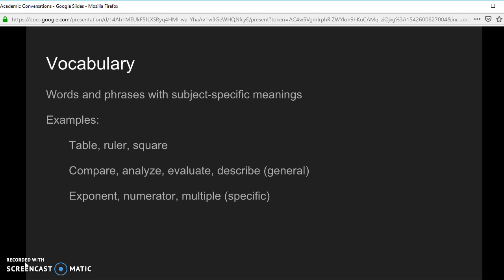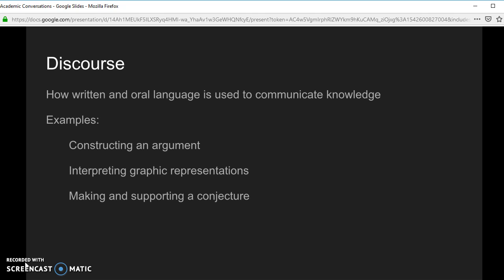Some of the vocabulary that is a little bit more specific to mathematics are things like exponent, numerator, multiple, denominator, depending on the section that's being talked about. The discourse is the ways in which the written and oral language is going to be used to communicate knowledge. So if the students are asked to construct an argument via, explain, this is why I would use this technique, this is why I would go about this method, or interpret graphic representations, whether either in statistics or linear equations, or making or supporting conjecture.